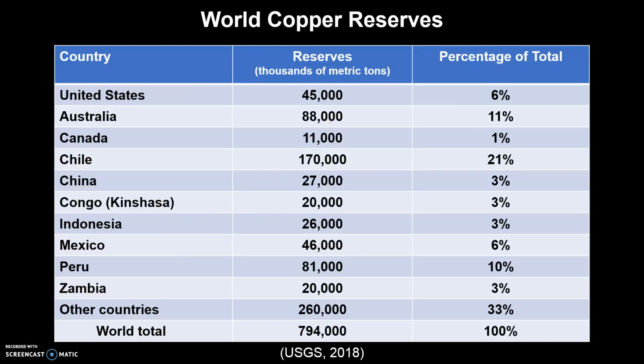The world copper reserves are currently estimated at 794 million metric tons. The 3 countries with the largest reserves are Chile, Australia, and Peru. World mining production of copper has been about 20 million metric tons per year, with Chile, Peru, and China leading the way. Also, to look at recycling, copper made from scrap has covered about 35% of the U.S. copper supply.